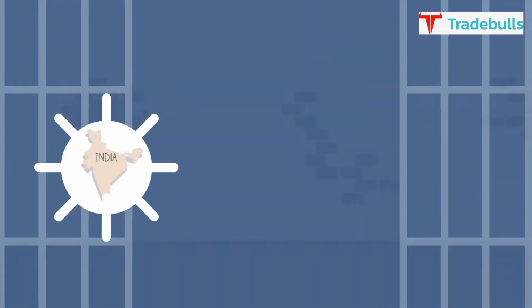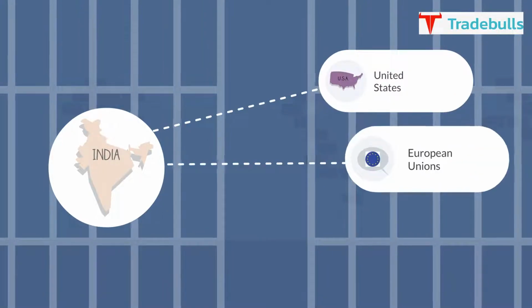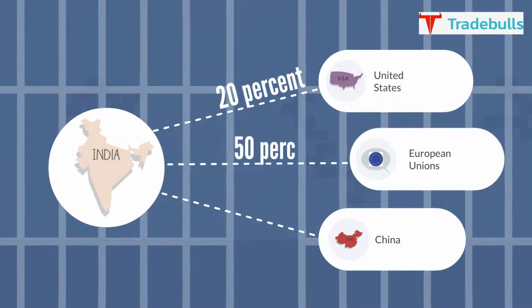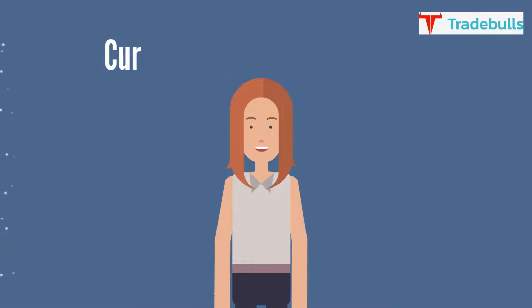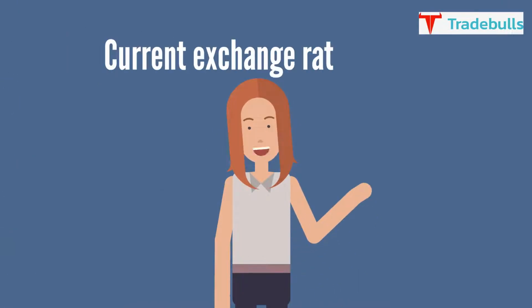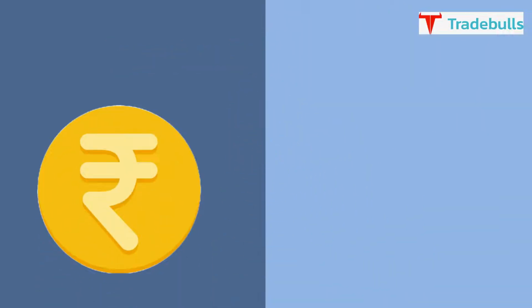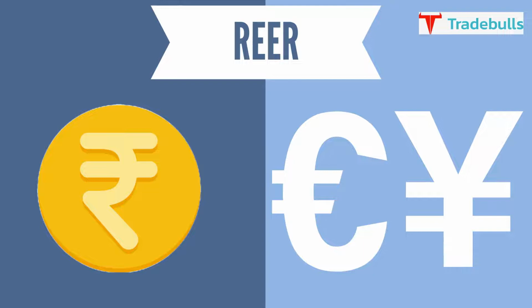partner. For example, if India trades with just the United States, the European Union and China, and the countries account for 20%, 50% and 30% of trade with India, respectively, then the current exchange rate of the rupee would be multiplied by 20 to weigh it, and adjusted for inflation as well, and then compared to the weighted averages of the yuan and the euro to compare the REER of the three currencies.